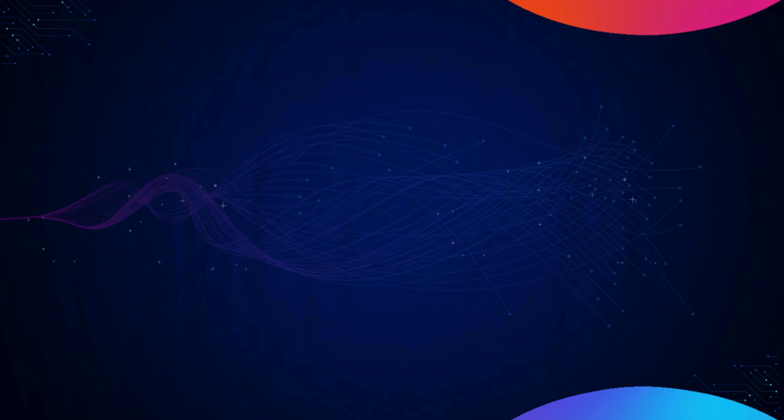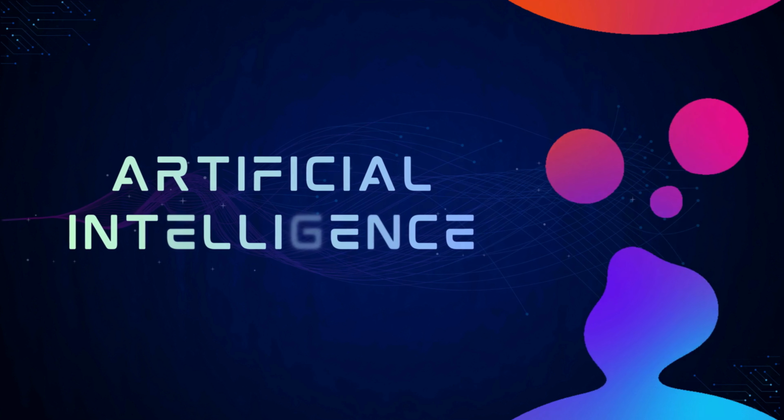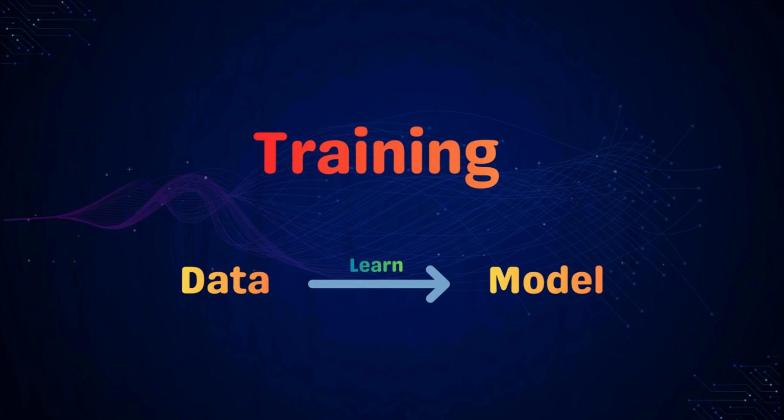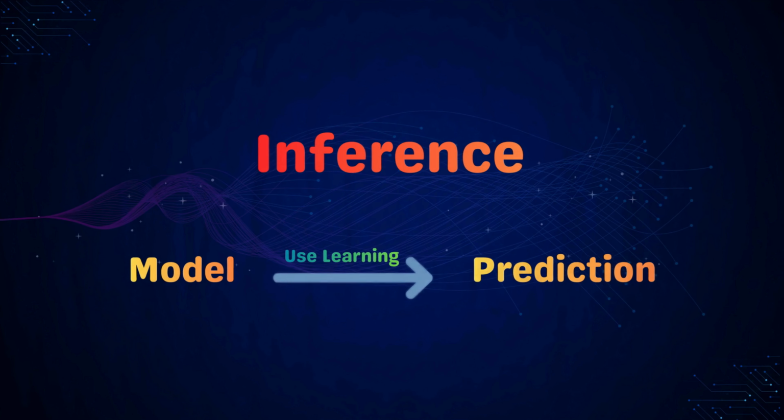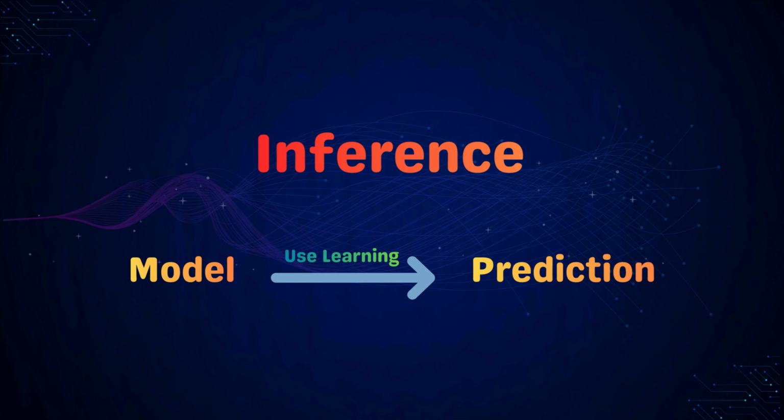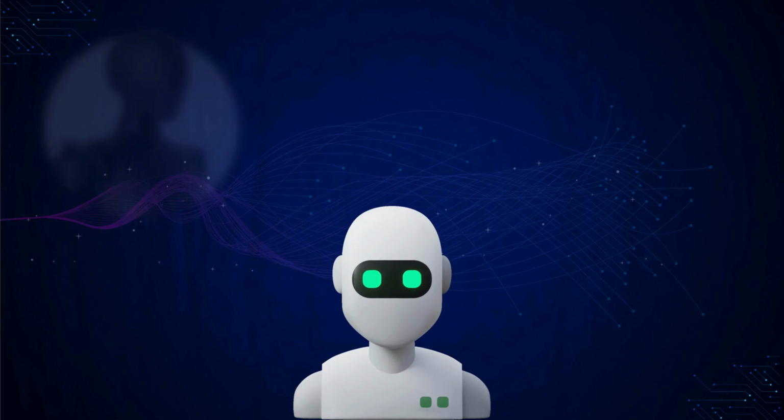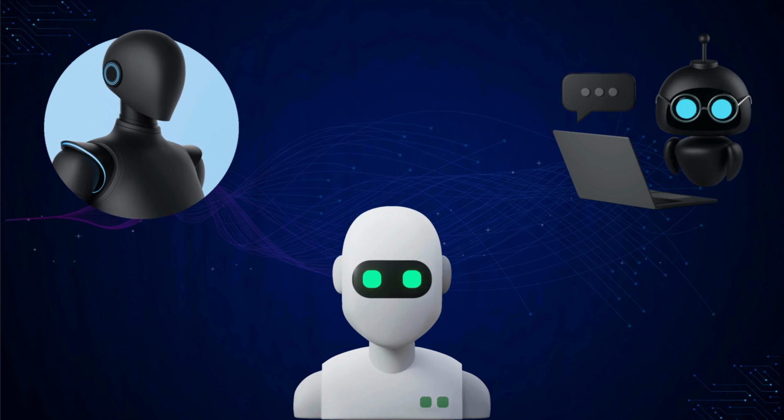Now, you understand one of the most important ideas in artificial intelligence. Training is how models learn from data. Inference is how models use that knowledge to make predictions. Every modern AI system you interact with today works this way.